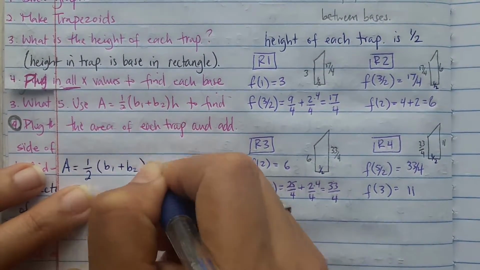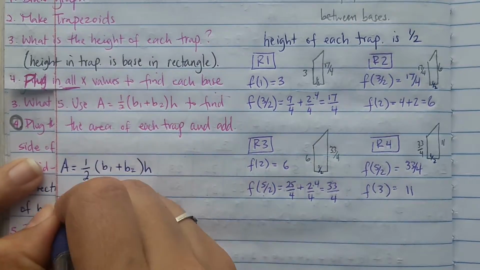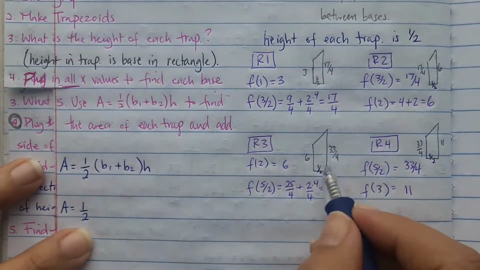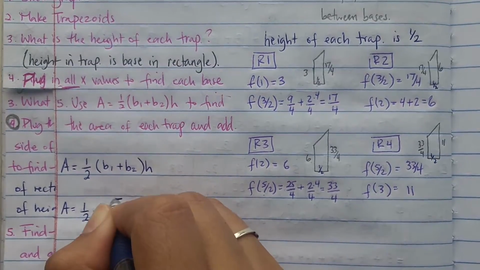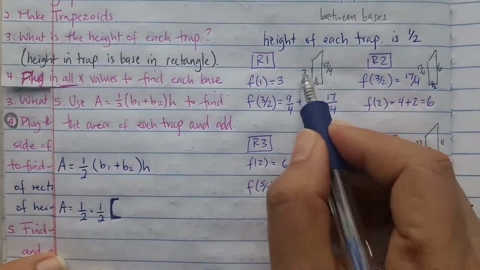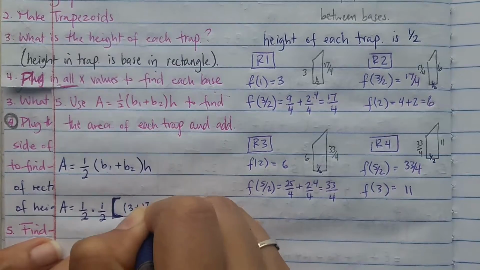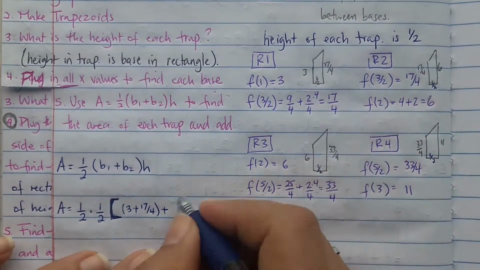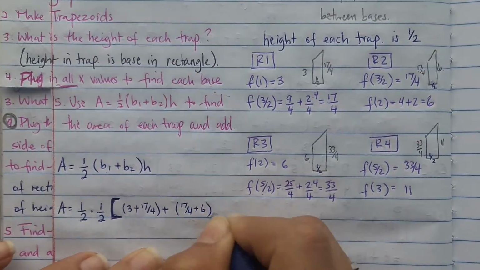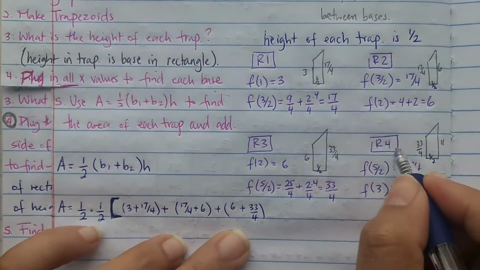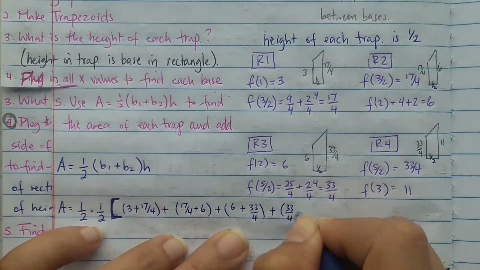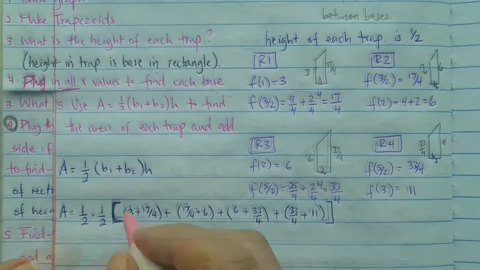Alright, so 1/2 times b1 plus b2 times h, which is 1/2 times, what's the height for every single one? 1/2. And then let's add the bases. So the first one is 3 plus 17 over 4. The second one is 17 over 4 plus 6. The next one is 6 plus 33 over 4. The next one is 33 over 4 plus 11.